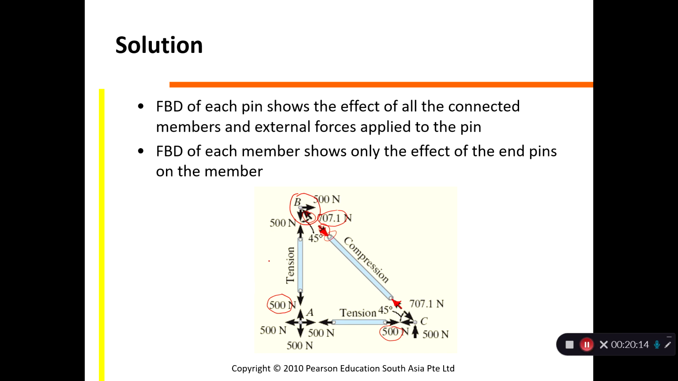Of course, you don't have to draw this diagram as the final answer. You can just write something like this: FBC equals to 707.1 newtons compression. Okay, just like how it was written in previous slides. Okay, so we'll be discussing maybe 1 or 2 questions based on what you've learned in this video.